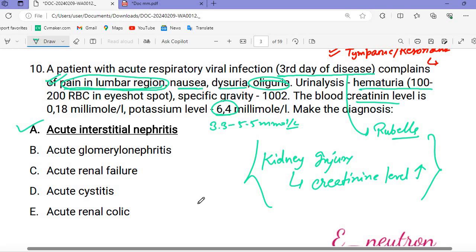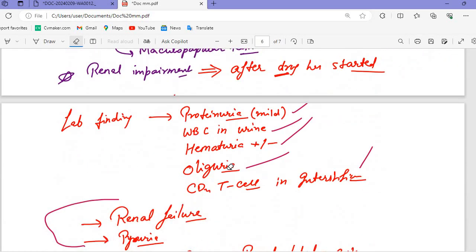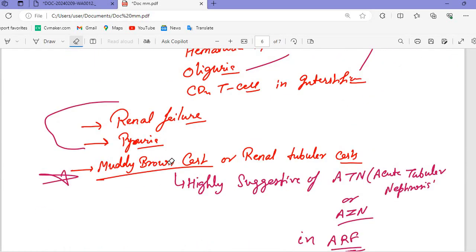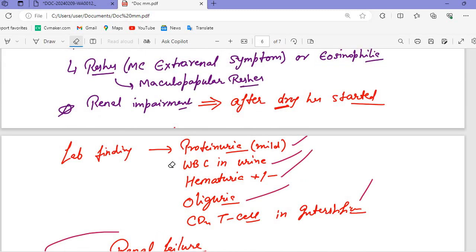Okay. So this thing you need to remember. If you are getting pain in the lumbar region, along with a history of respiratory viral infection, and oliguria is there, hematuria is there, all these findings can be possible, as we studied. If they are in the question, there will be muddy brown casts, renal tubular casts. That is more than enough to diagnose this condition.